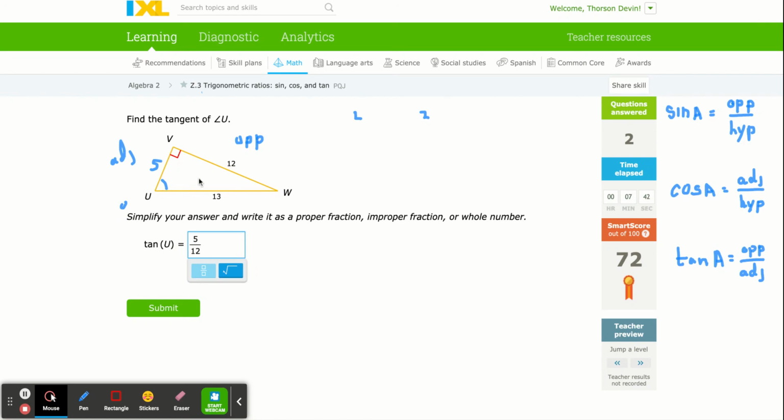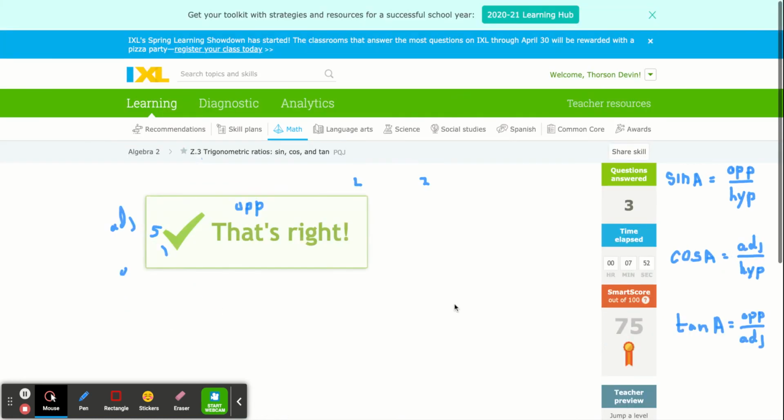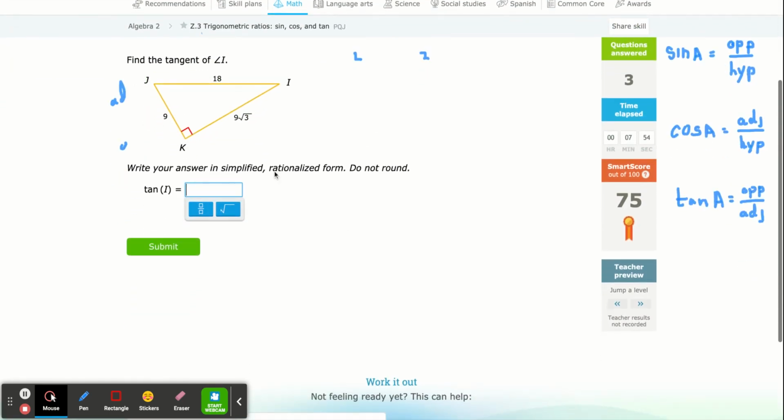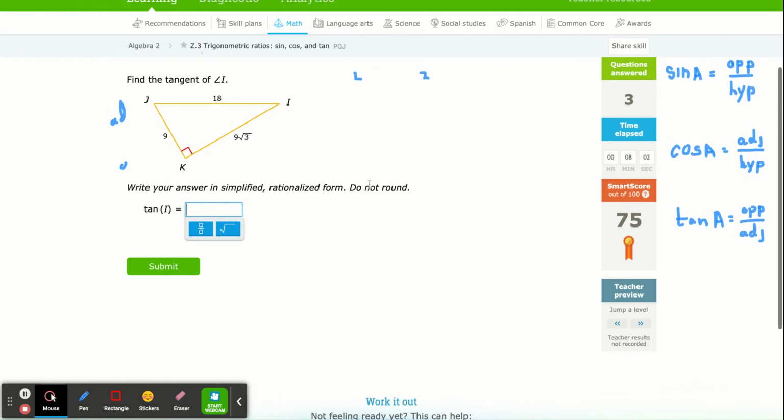Now I know my fraction is opposite over adjacent, 5 over 12. Ooh, I almost did that backwards. Opposite of u is 12. It's 12 over 5. So be careful. Again, I'm hoping this lesson will be fairly simple for you. They'll throw in some square roots. Make sure you understand how to reduce your square roots and rationalize the denominator. If you have questions on how to do that, please let me know and I will help you.